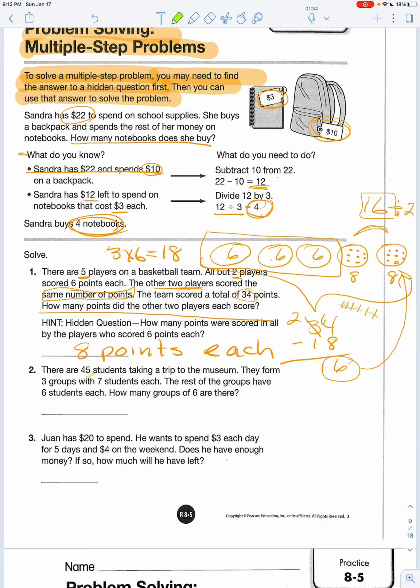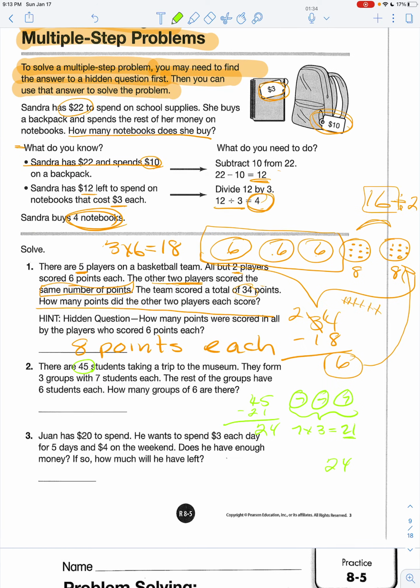Well, let's start over. There are 45 students taking a trip to a museum. Okay, so 45 students are going to the museum. They form 3 groups with 7 in each. So 3 groups, 7. And those 3 groups, 7 times 3 equals 21. The rest of the groups are 6 each. Okay, well, we know we have 21 and we started with 45. So let's subtract 45 minus 21 and we get 24.